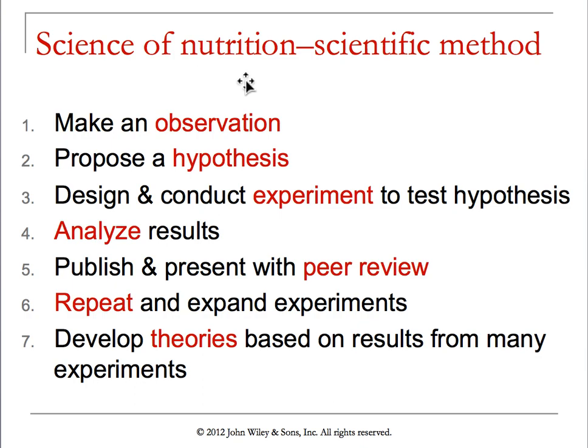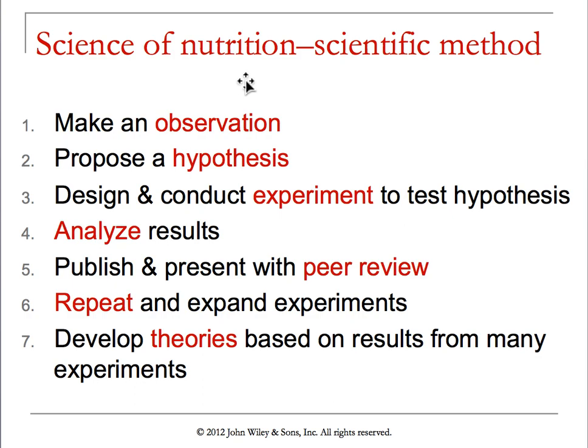So, the science of nutrition and the scientific method. If you've taken a biology class or a chemistry class, you've probably heard about the scientific method. Well, researchers use the scientific method all the time to study nutrition too. There are 7 steps for the scientific method. First, make an observation. 2, propose a hypothesis. 3, design and conduct an experiment to test the hypothesis.